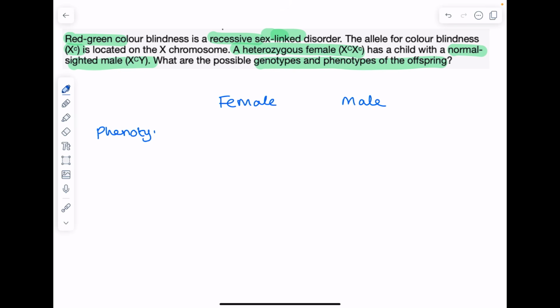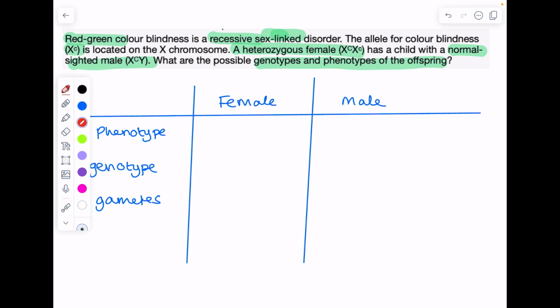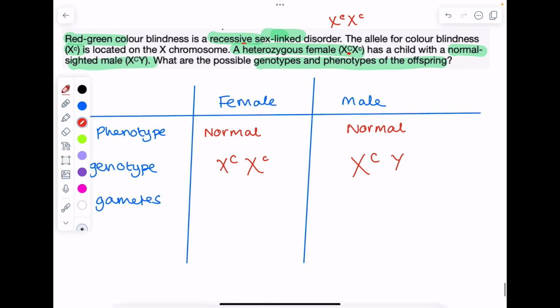Phenotype, genotype, gametes. So we've been told that red-green colour blindness is recessive. So in order to have the disease, the female needs to have this allele combination, this genotype. We know based on the fact that they have this uppercase that they must have normal vision. We've been told that the male is normal-sighted, so I can write that here. The genotype they've already given to us. What are the gametes? So we'll just separate those nice and carefully.